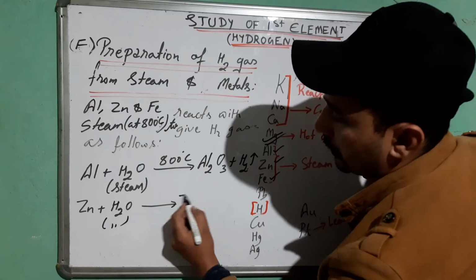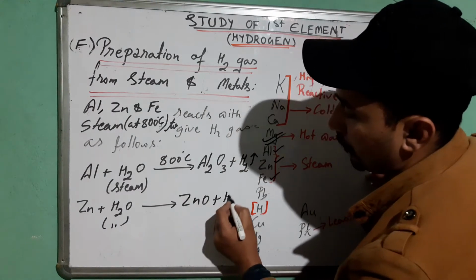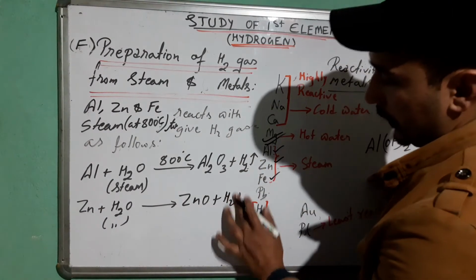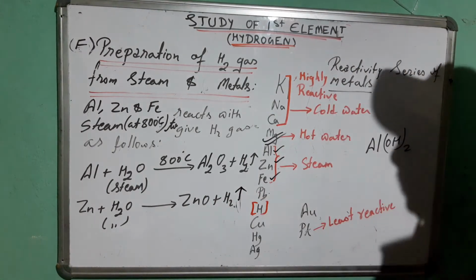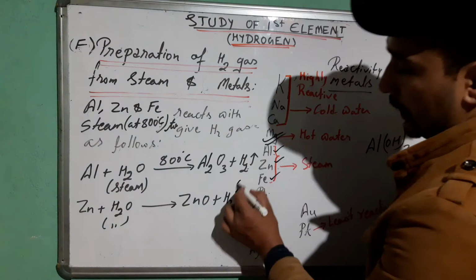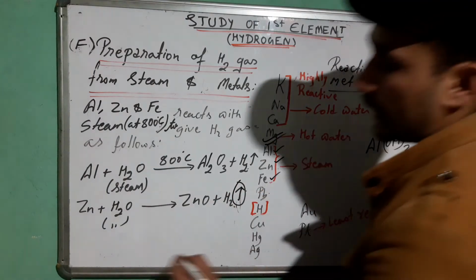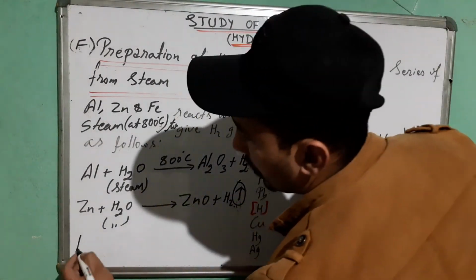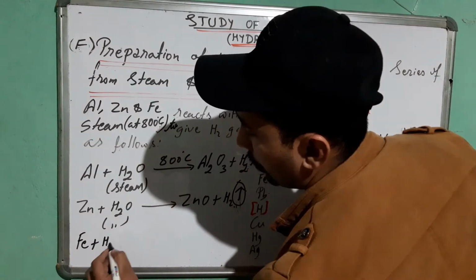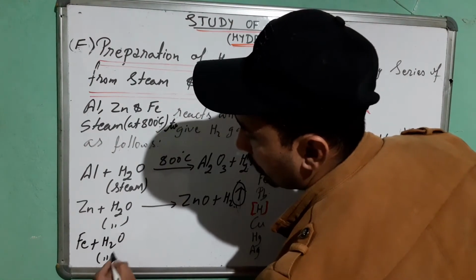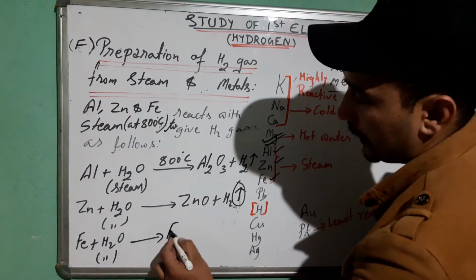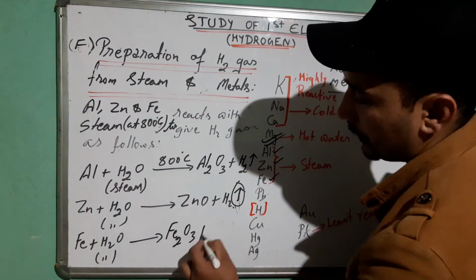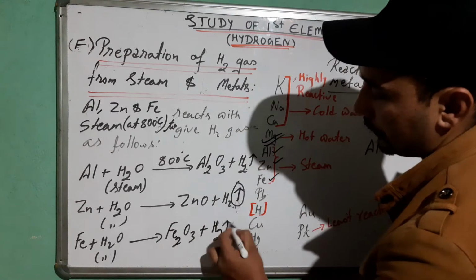So zinc oxide, ZnO, plus H2 gas, hydrogen gas. This upward arrow shows gas. It is the symbol of release of gas. Next you have Fe plus H2O in the form of steam, and the temperature is almost the same, this 800 only. So iron oxide, Fe2O3, plus hydrogen gas.